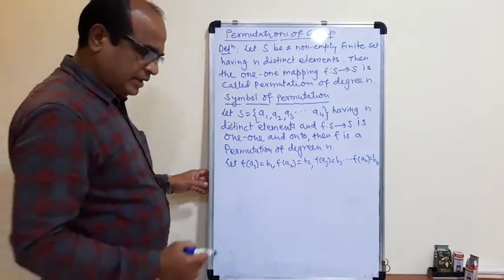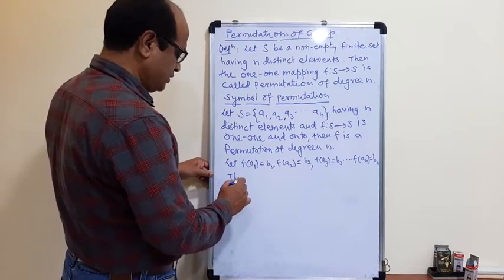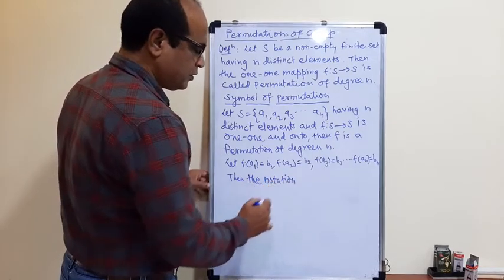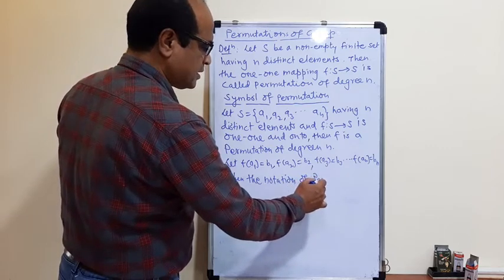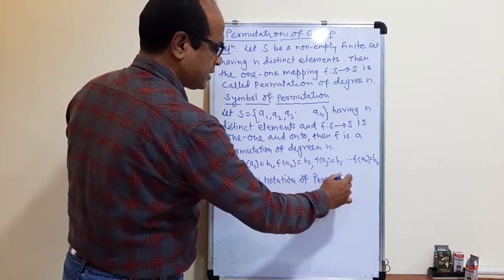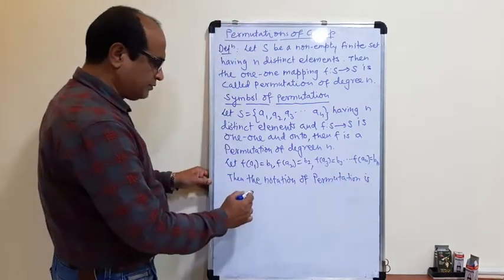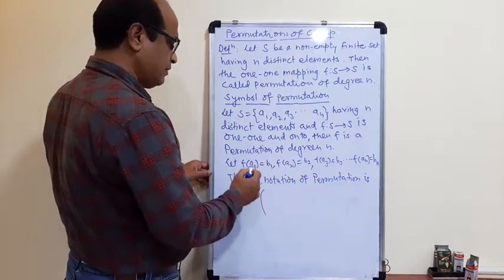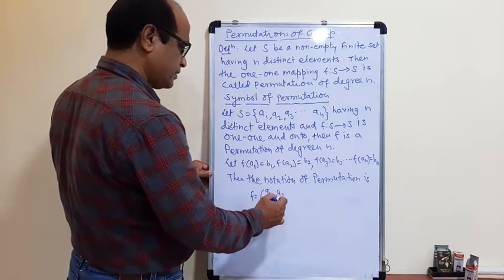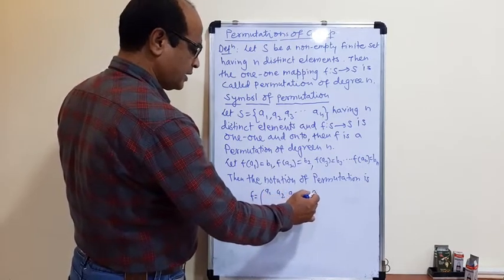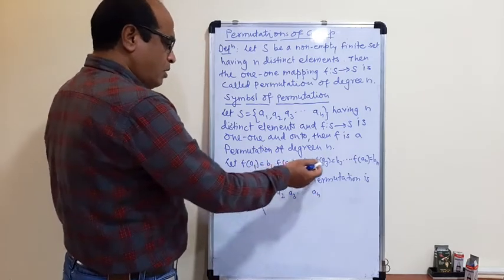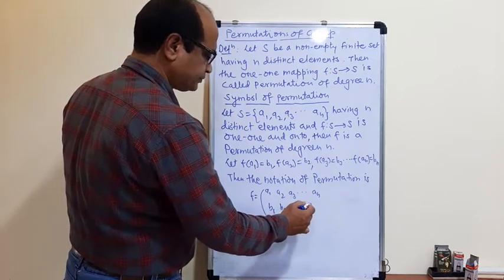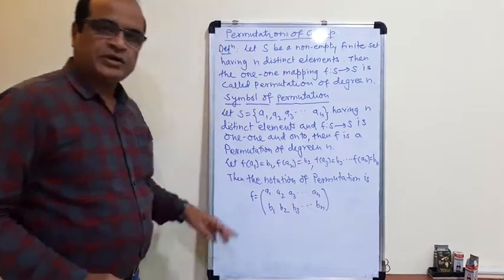Then what is the notation? The notation of permutation is, F is equal to, a1, a2, a3, up to an in the top row, and b1, b2, b3, up to bn in the bottom row. So this is the notation of permutation.